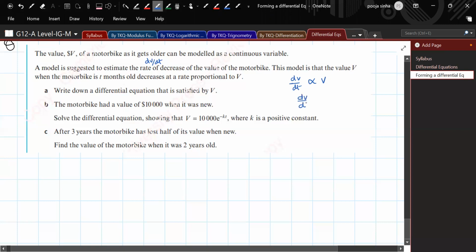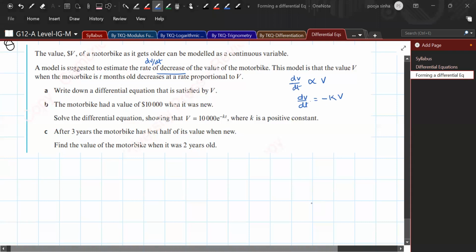Now dV by dt इक्वल टू, साइन हटाया बस, because it is rate of decrease, तो आप k की जगह माइनस k डालोगे. That minus represents what? Decrease. क्लियर हुआ?